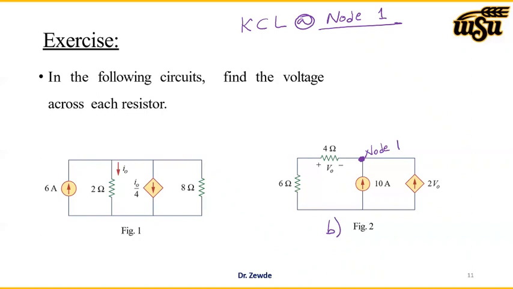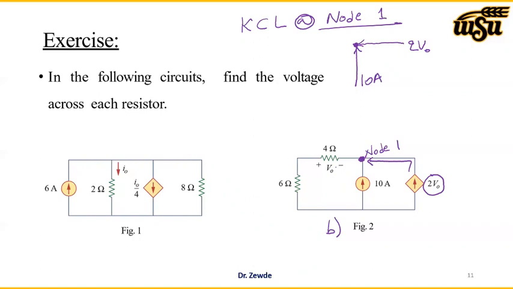If I redraw that, at this node we have three branches. One is the 10 amp that enters this node, and the other one is the 2 times V0 current source that comes this way. Keep in mind that this is a current source because we have an arrow, and this is also a current source. That current value is 2 times V0. The diamond shape shows that it is a dependent current source. Its value depends on one of the components. In this case, this current depends on the voltage across the 4 ohm resistor.